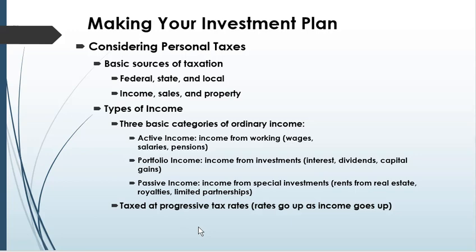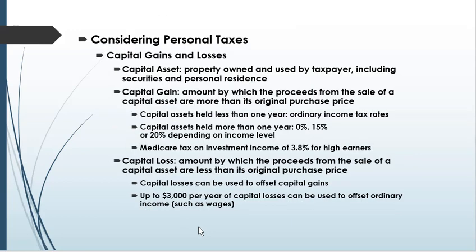So rents from real estate and royalties that could come from limited partnership investments. Currently in our tax system, we are taxed at what's referred to as a progressive tax rate. So what this means is, as your income rises, the tax on this later income is taxed at a higher rate. So rates go up as income goes up. Briefly talk about capital gains and losses. When you sell an asset for investment purposes, or if you sell it in a business context and it's plant and equipment, there is a taxation event that's created.